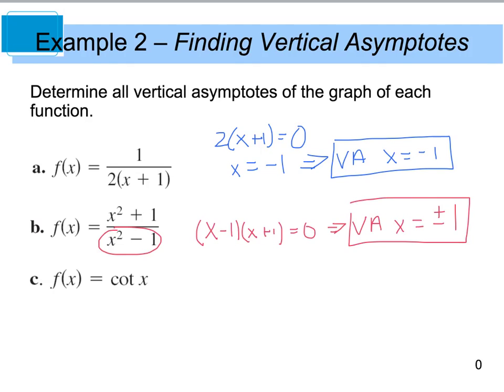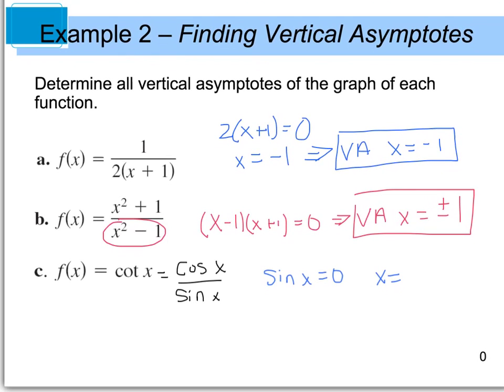And last but not least, I have cotangent, and my favorite thing to do with a function like that is to put it in terms of sines and cosines. So cotangent is cosine of x divided by the sine of x. So I now need to look at when my denominator, sine x, is equal to 0. And hopefully you remember that that occurs at increments of pi. So that tells me that x is going to be equal to pi n. I'm going to put an n here because our trig functions are periodic, or repetitive, so it's going to be every increment of pi.